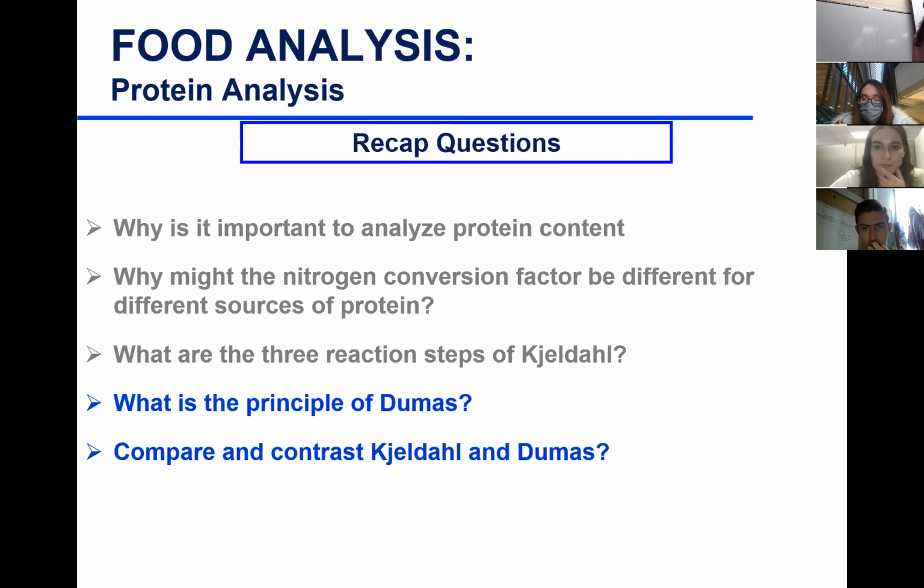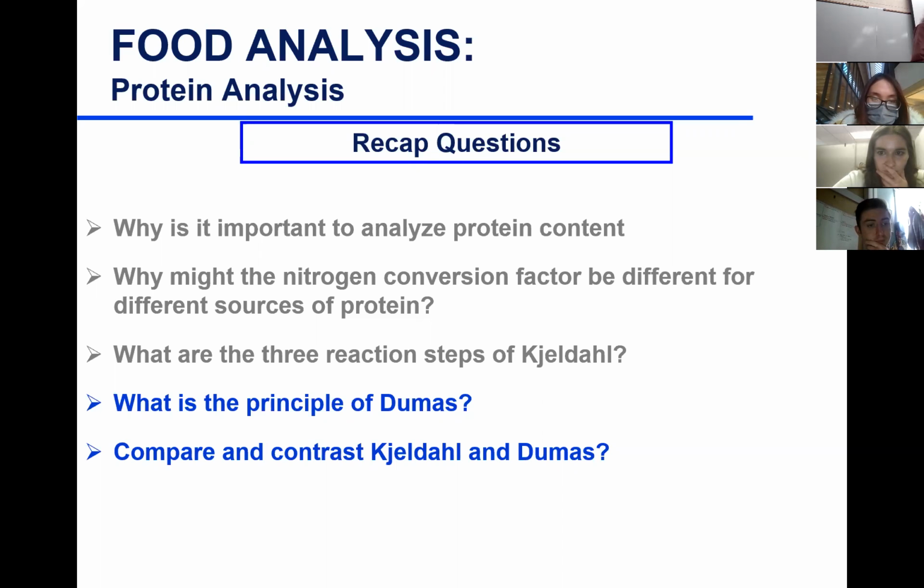Okay, so others, I saw Dumas is instrument-based, Kjeldahl is mostly reagent-based, Kjeldahl is cheaper, yes, and it's low maintenance compared to the Dumas method. Dumas method is free of reagents, so technically safer. In Kjeldahl, you use concentrated H2SO4, concentrated NaOH, so you use corrosive reagents.